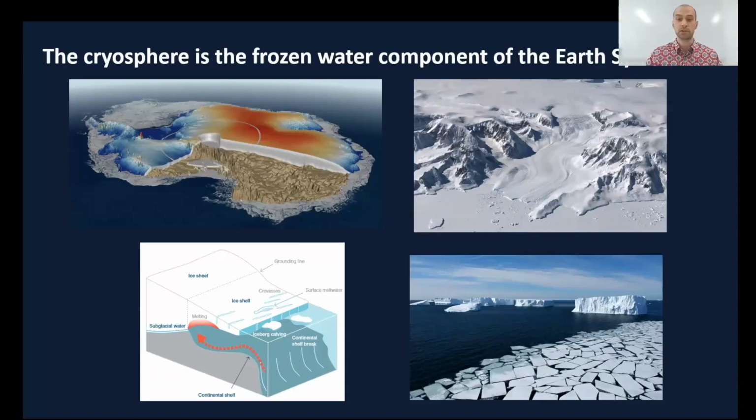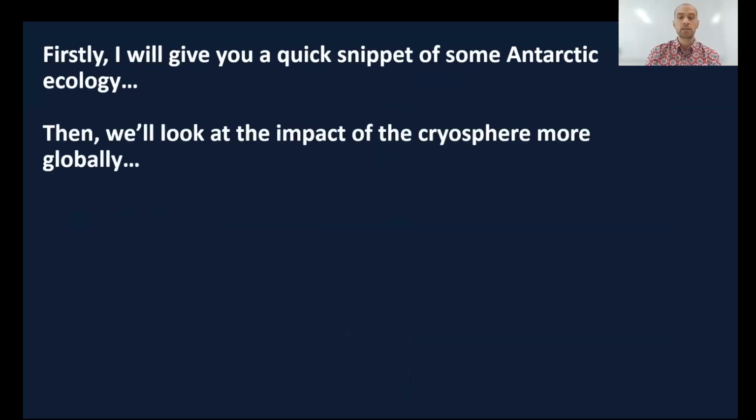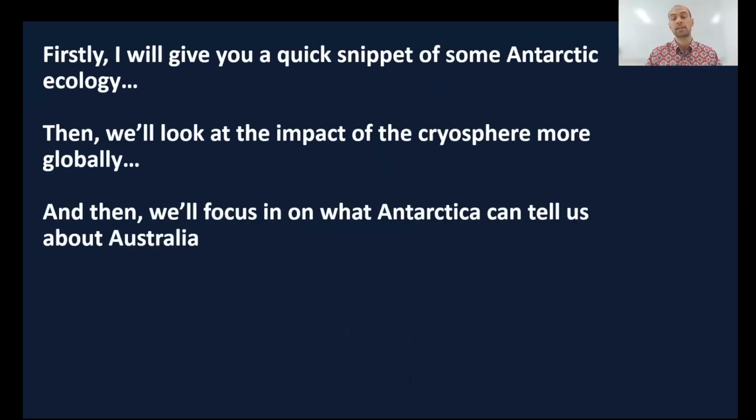So you've seen these images of it kind of pulsing in and out with the season. That's the recap. I just want to give you a quick summary about what I'm going to talk about today. I'm going to do a quick overview of some interesting Antarctic ecology, and then look at what impact the cryosphere has on the globe, and then focus in a little bit more on what Antarctica can tell us about Australia. And I should give you a disclaimer that I'm not an ecologist, so if I sound like I'm talking with authority on that, I'm not.